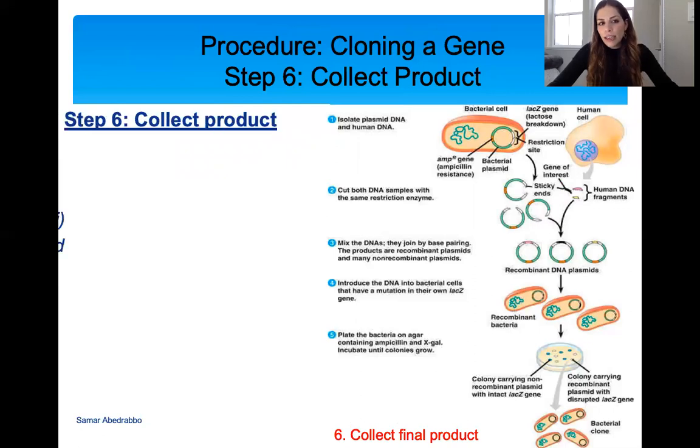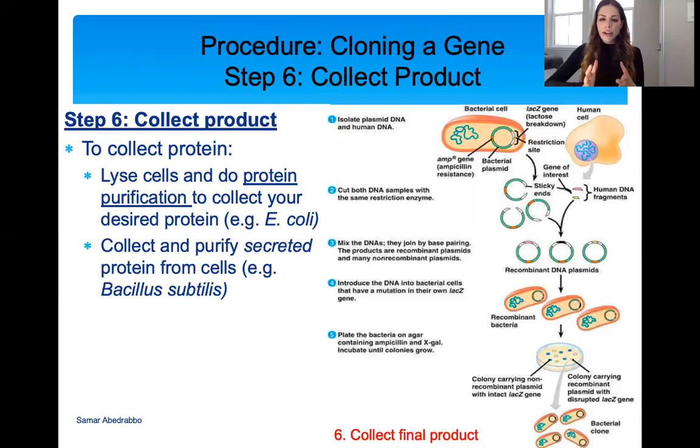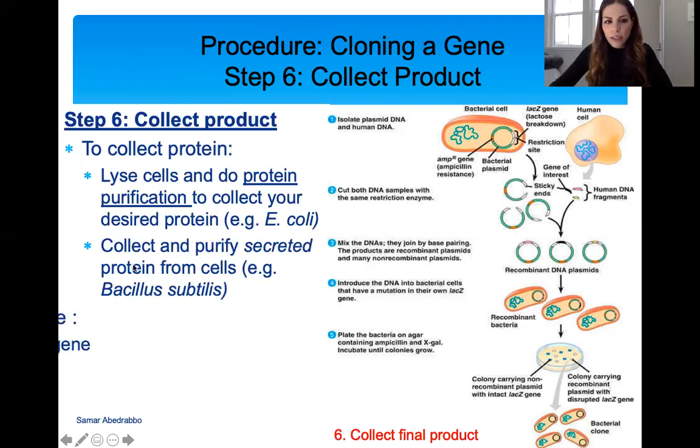So finally, you collect your product. After you get your bacteria, you insert your recombinant plasmid, you made sure that they grew, and you made sure that they're making your product, you need to actually collect your product. So in our example, if we made lactase, which is a protein, what you would do is grow a lot of the bacteria, lyse open the cells, and get the lactase protein. So you do protein purification experiments, and you would just collect the product and do whatever you need with it.